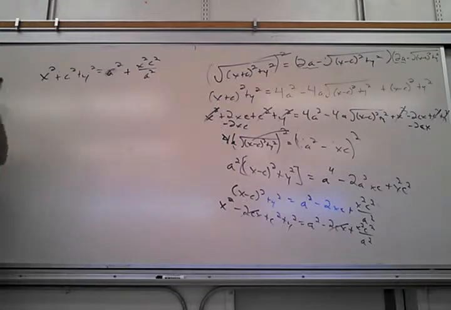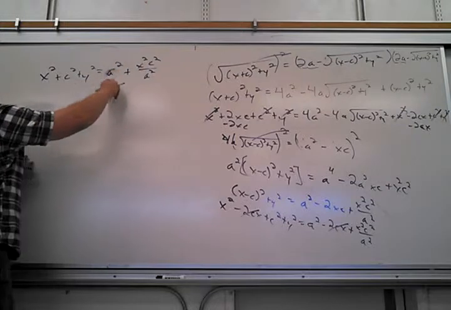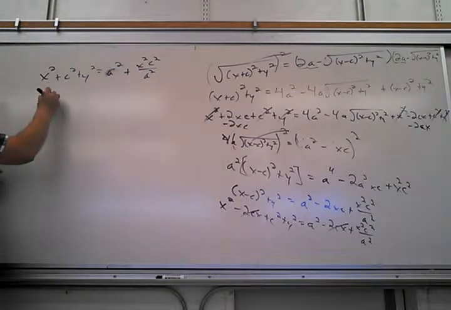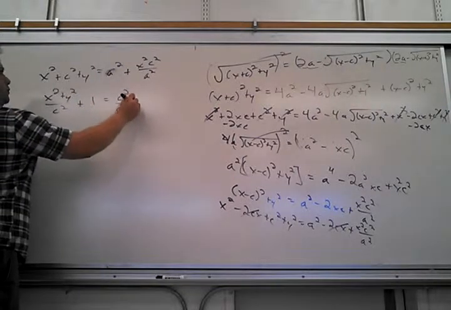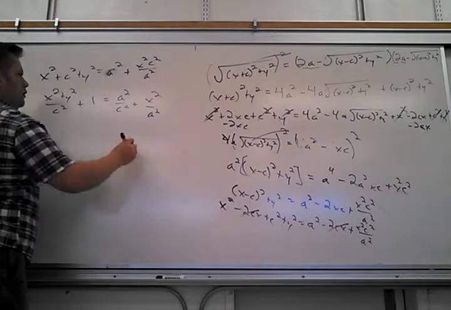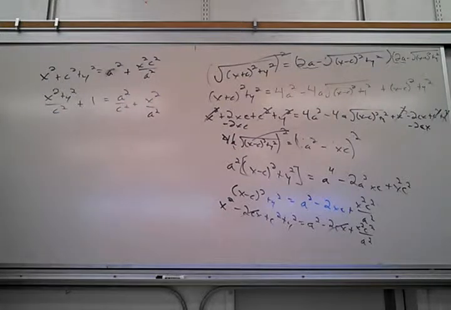So if I do something not the most obvious thing in the world, but if I divide through by c squared, I'll get x squared plus y squared over c squared plus 1 equals a squared over c squared plus x squared over a squared. Yeah, it's kind of freaky.